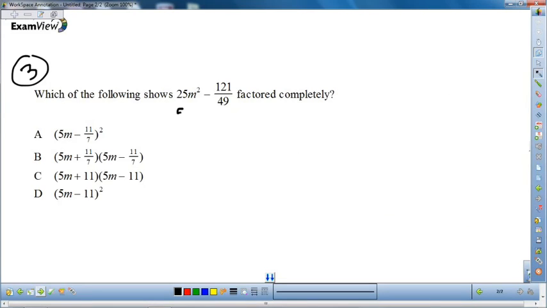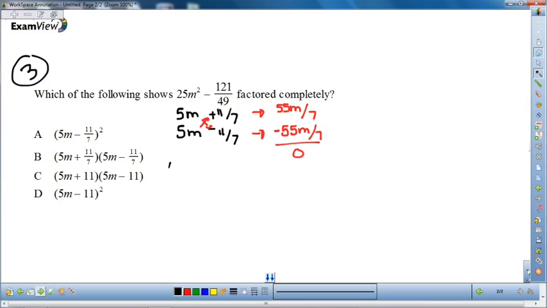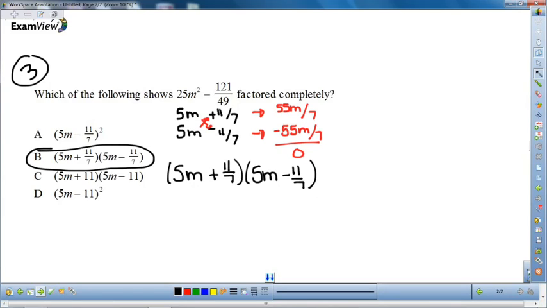For number 3, we're going to go ahead and factor. So we ask which 2 numbers multiplied together give you 25m squared, which is 5m and 5m. And then 2 numbers multiplied together that give you 121 over 49. So that's going to be 11 over 7. And since it's negative, one has to be positive, one has to be negative. So notice if you cross multiply, you get a 0, which is what you want because you don't have a middle term. So when you write it straight across, my answer is B.